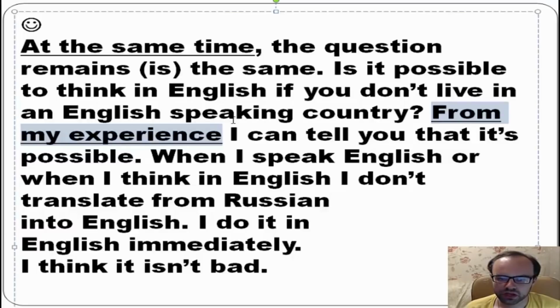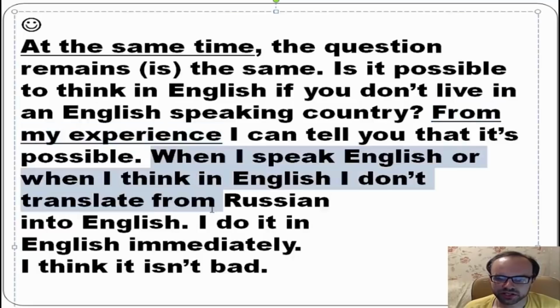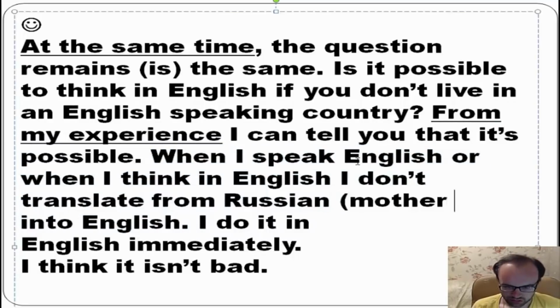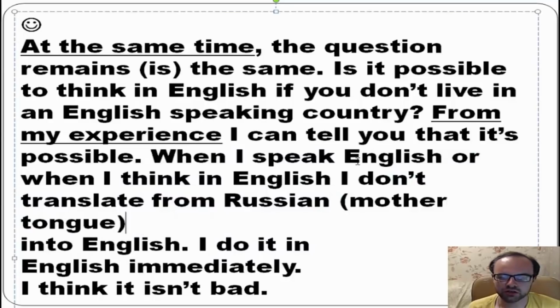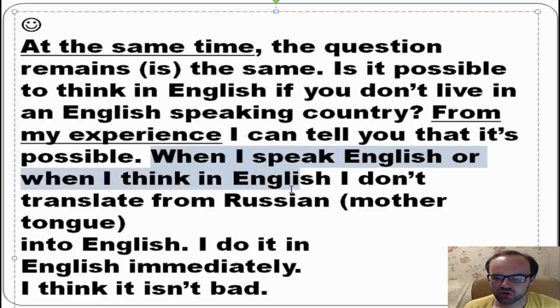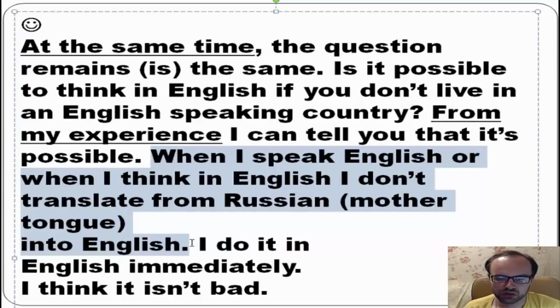When I speak English, or when I think in English, I don't translate from Russian into English. You know that Russian is my mother tongue, so it means that I was born in Russia. It isn't a secret. When I speak English or think in English, I don't translate from Russian into English. I speak automatically without translation. Only English words, only English phrases in my head. I do it in English immediately. I think it isn't bad and you'll agree with me, right?